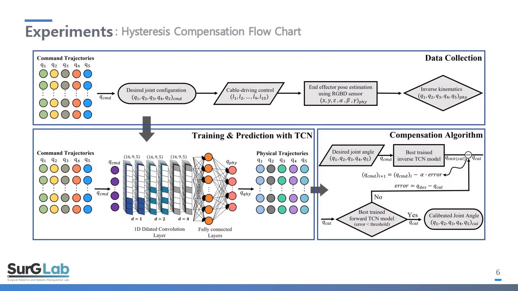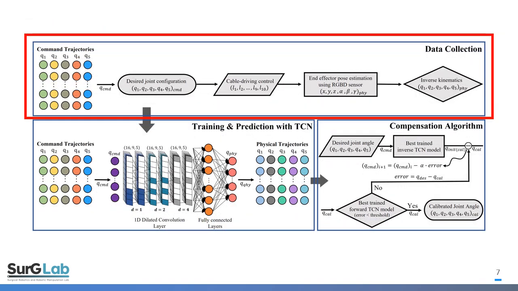And now, here is the flowchart of the hysteresis compensation of the proposed manipulator. We compensate the hysteresis in 3 phases. First, data collection.